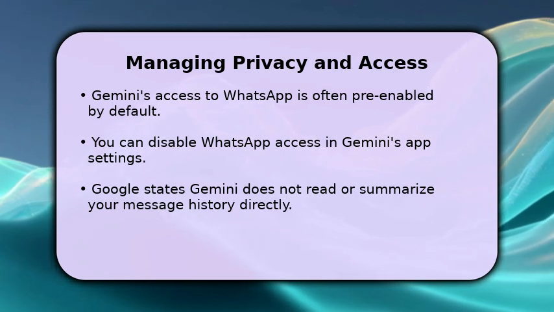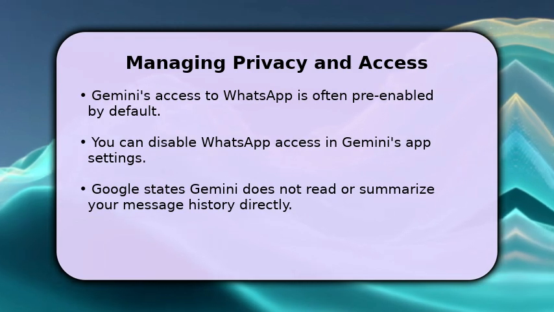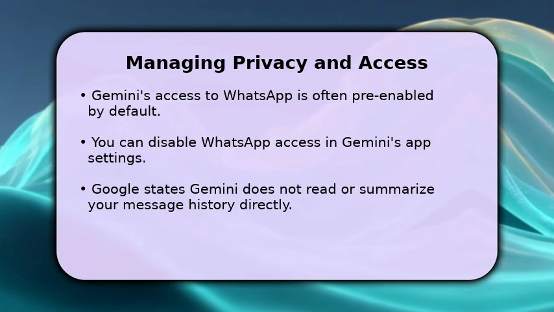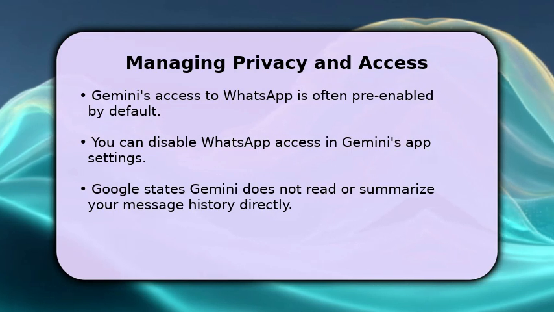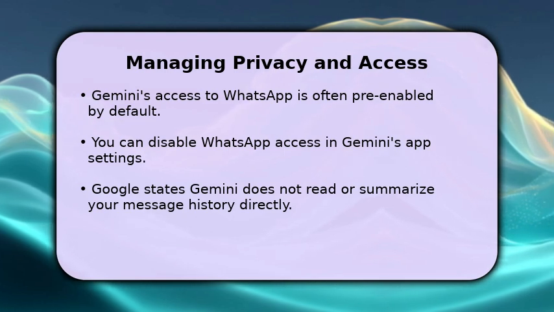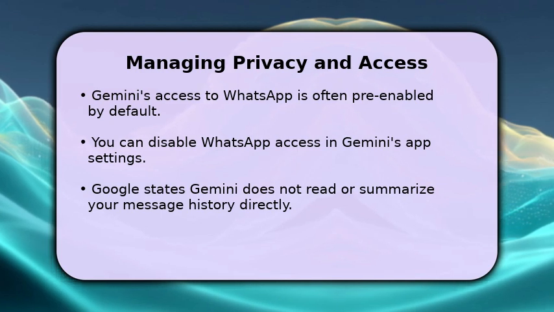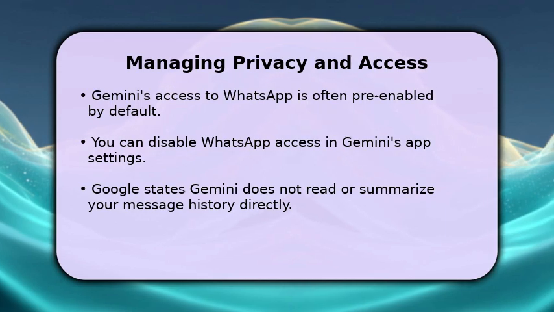It is important to understand how Gemini manages your privacy with WhatsApp. While Gemini's access to messaging apps is often enabled by default, you retain control. You can easily disable its interaction with WhatsApp by going to the Gemini app settings, selecting Apps, and toggling off WhatsApp. Google clarifies that Gemini does not directly read or summarize your WhatsApp message history, but it may use Google Assistant or utilities for certain actions, even if Gemini app's activity is off.